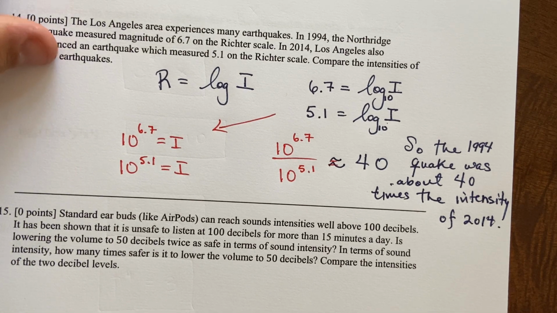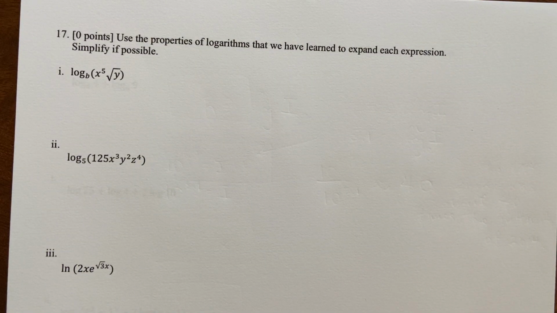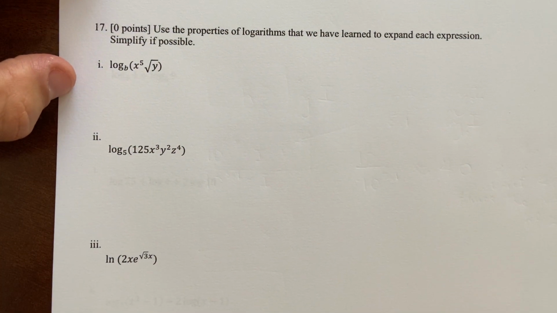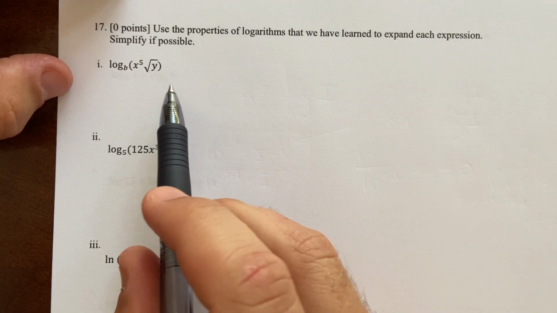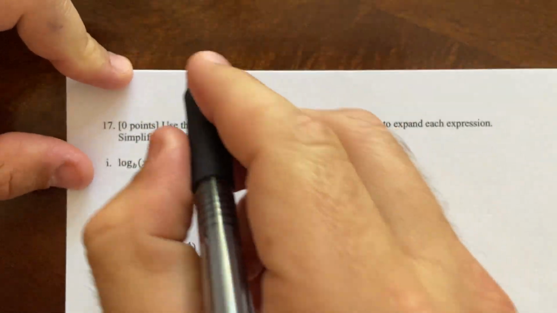Okay, I'm skipping pages. Please do read the key if you're interested. I'll move on to number 17, expanding. So we have a few properties that we've learned. I'll write them up here real quick.